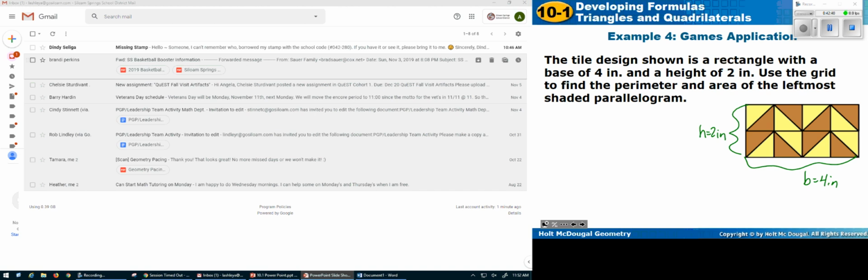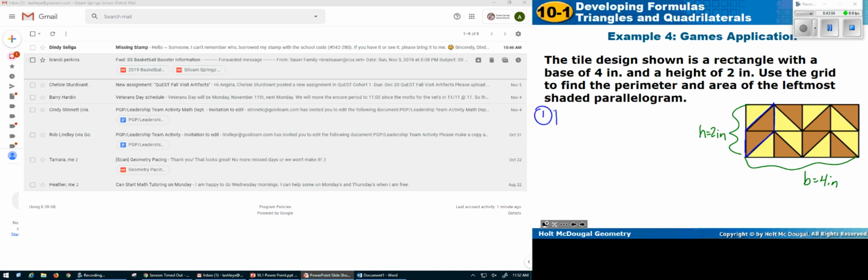Okay, so first of all, what color is the leftmost shaded parallelogram? Orange. Okay, if we're looking at the left parallelogram, that would be this shape right here. Do you guys see that leftmost parallelogram? Okay, the yellow ones would both be triangles, and then we have that leftmost parallelogram would be orange. So we're trying to find the perimeter of it and the area of it. So let's start with perimeter.